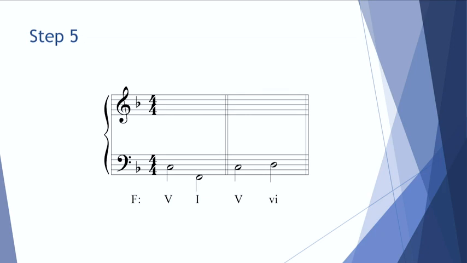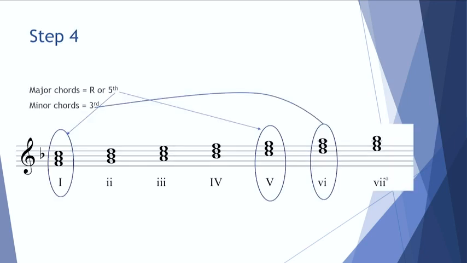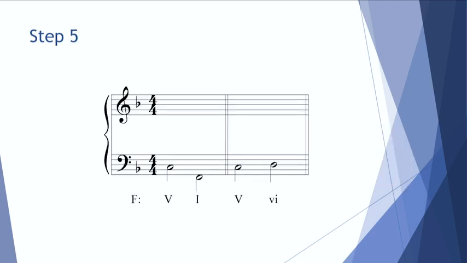Then for chord 5 and 6, we need to check. Chord 5, the bass note is a C. And chord 6, the bass note is a D. So we need to write C and D. All right, that's step 5. We've got the bass notes. You'll also see that for step 5, I've added the label of the chords underneath. I've written F for F major, capital F, because we're in a major key. I've written chord 5 and chord 1, chord 5 and chord 6.